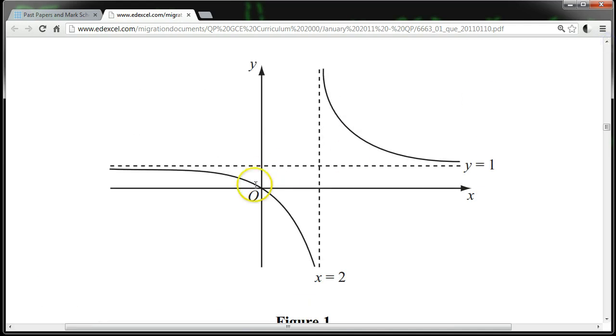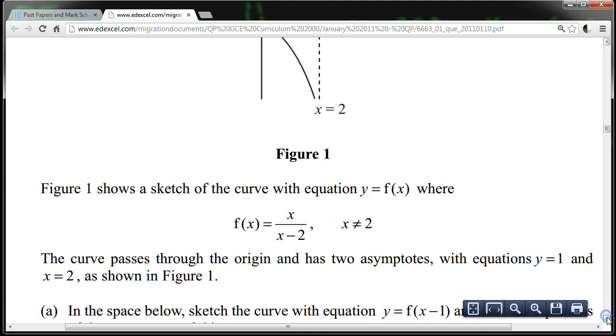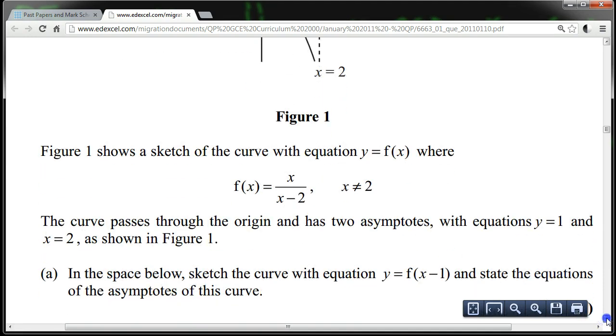So here it goes through the axis origin, has two asymptotes, x equals 2 and the y equals 1 asymptote there, and here's the curve itself. f of x equals x over x minus 2. So that's what we've got there then in the figure.